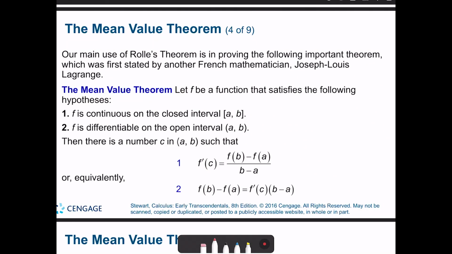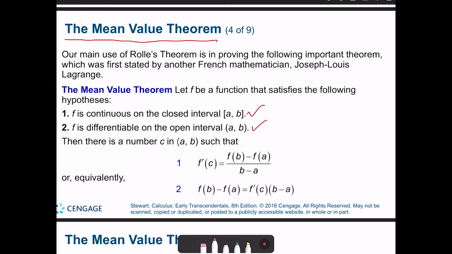All right, now remember, these slides are all titled the mean value theorem, but now we're actually going to talk about the mean value theorem, which is what? This also has hypotheses. There are only two. So f is a function that satisfies the following hypotheses. It has to be continuous on the closed interval, and it has to be differentiable on the open interval.